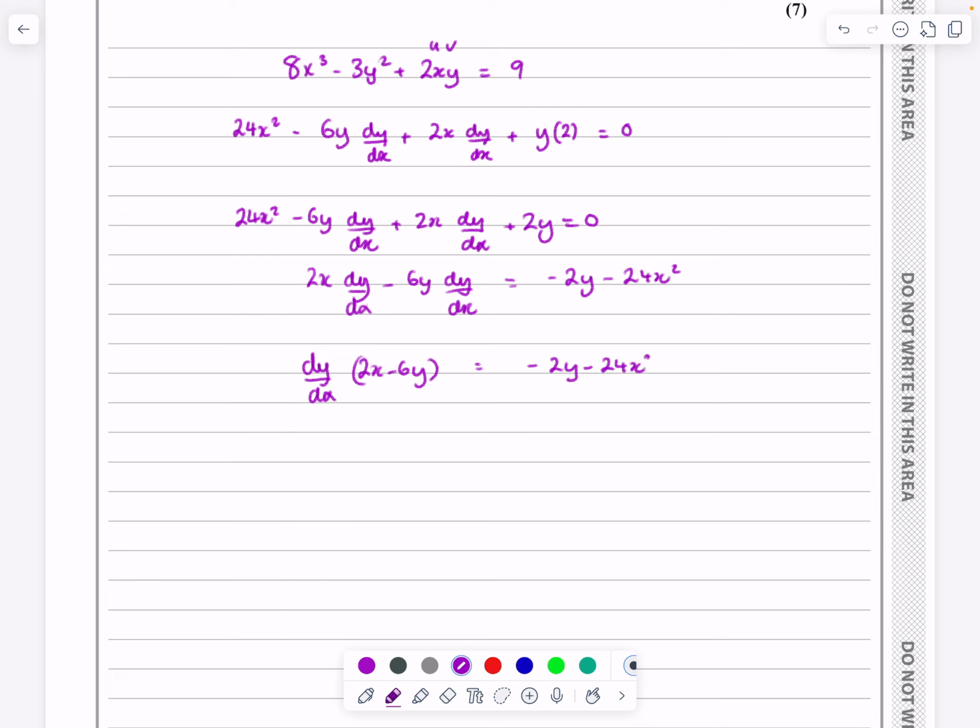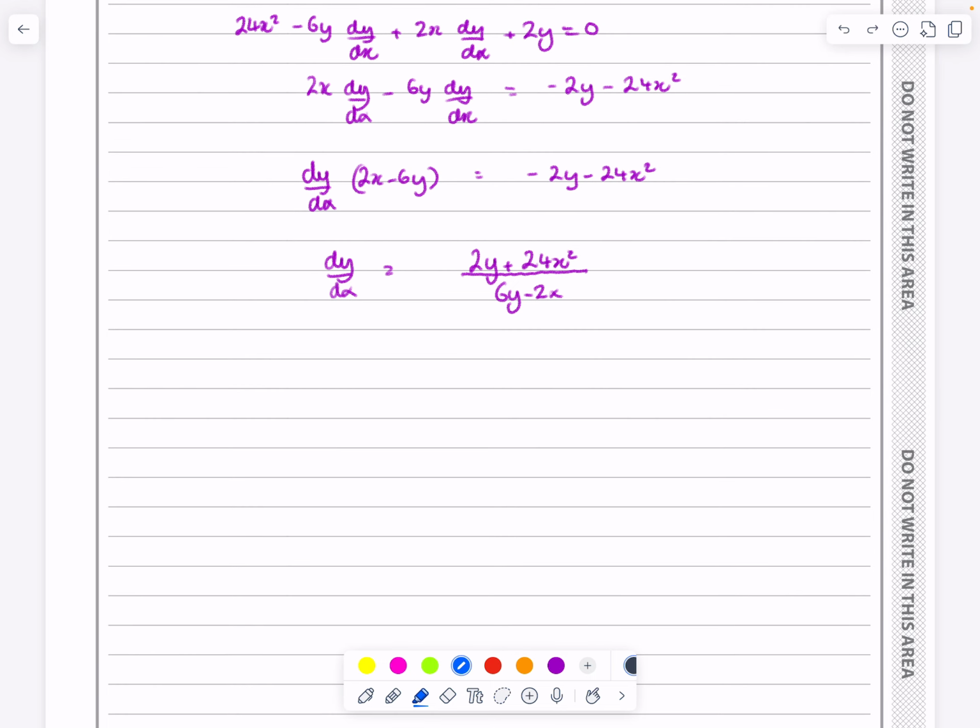Now you can just divide. What I'm actually going to do is when I divide, I'm also going to swap this around. I'm going to make this 6y minus 2x. And if I do that, it means I can get rid of those negatives on the top there. So I'll have 2y plus 24x squared. You don't have to do it. I just want to make it easier when I'm doing my substituting over 6y minus 2x. Just make it clear. Look at the difference between those two. I've made the negative of that, which means I can make it the negative of that. Okay, so that's my dy by dx.